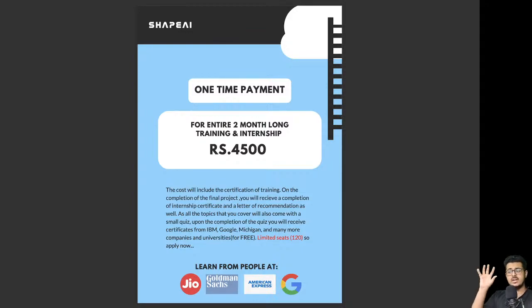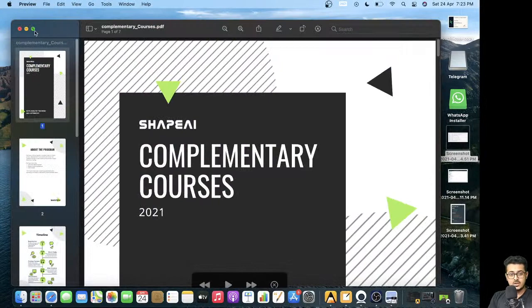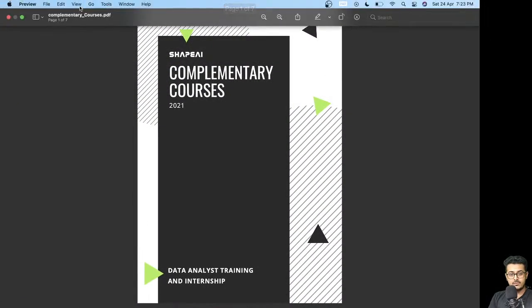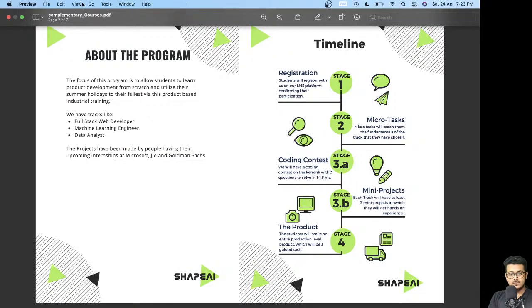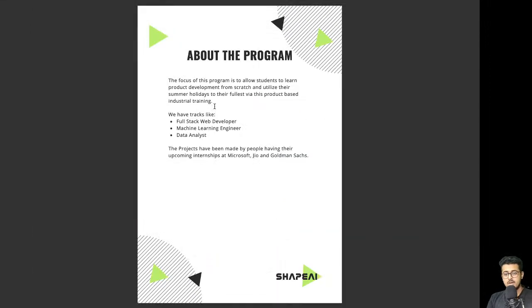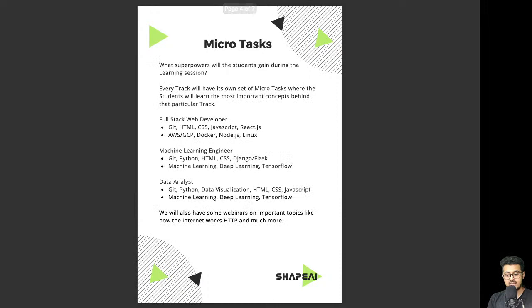In the recorded videos section, I'll just show you the syllabus for that as well. These are the complimentary courses that we offer with the entire training and internship program. So let me just show you guys. Let me just change it to single page. So there are 3 tracks that we currently have: full stack web developer, machine learning engineer, and data analyst. In the full stack web developer track, it is something that you can revise over. All the live classes will also be recorded, and you can learn from this as well.